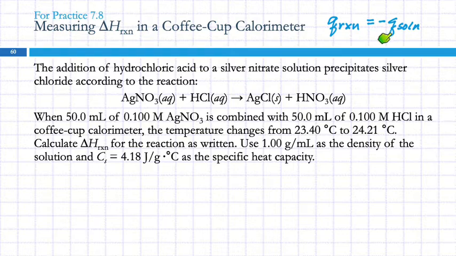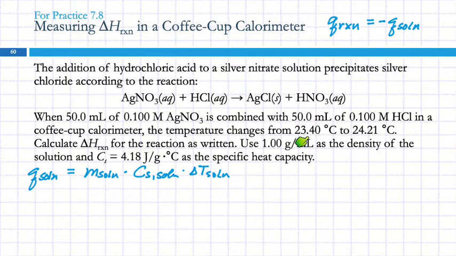So we can calculate Q solution. Q for the solution equals the mass of the solution times the specific heat capacity of the solution times the change in temperature for the solution. We were given initial and final temperatures, so we can calculate the delta T. We were given the specific heat capacity. They didn't give us the mass, but we have enough information that we can figure it out.